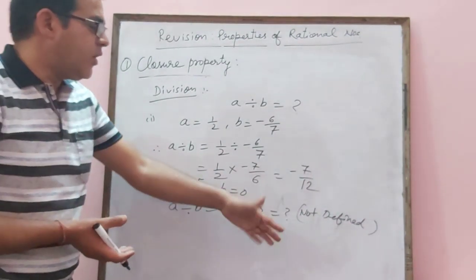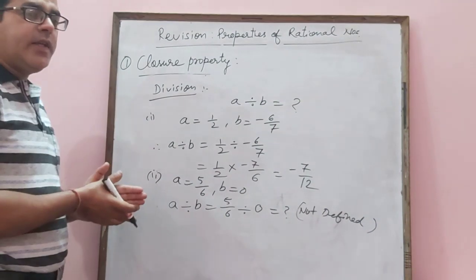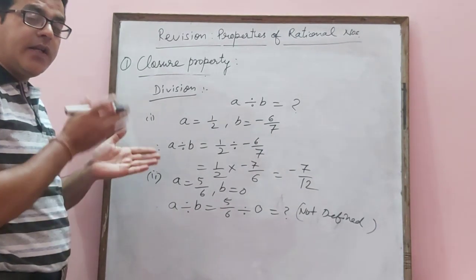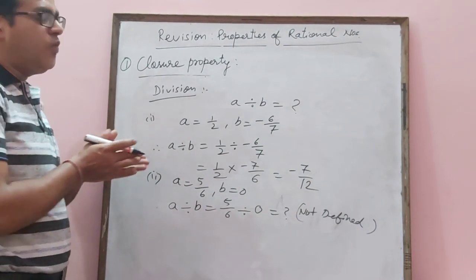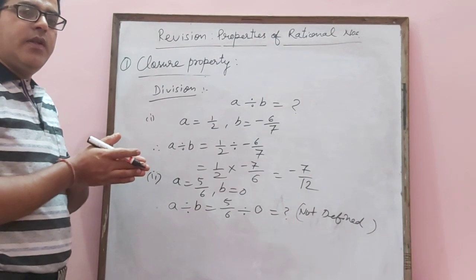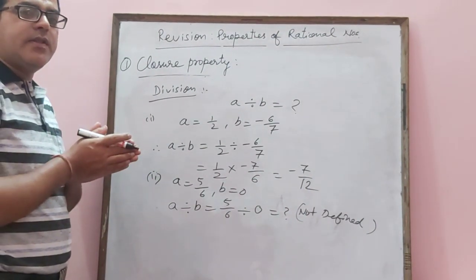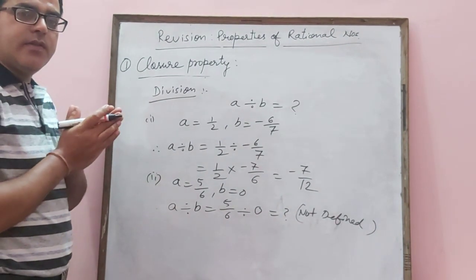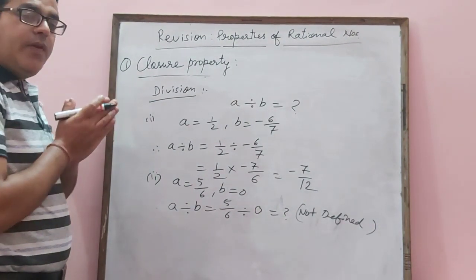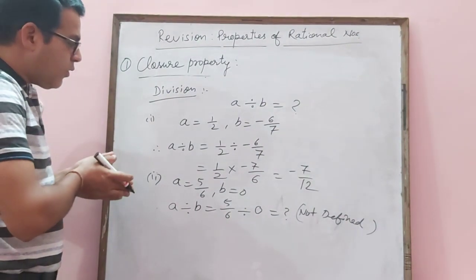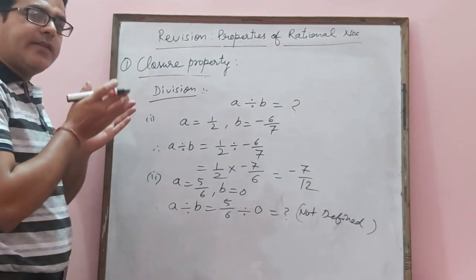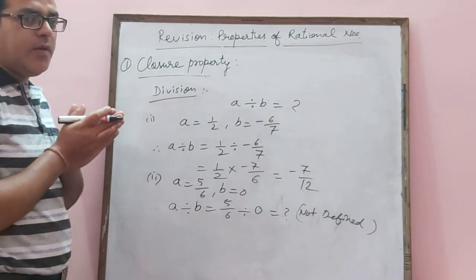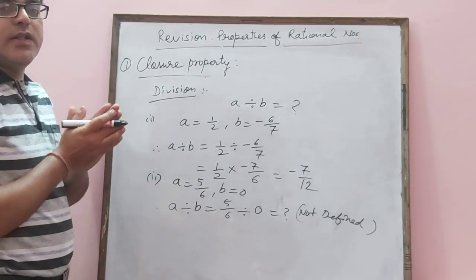It means the conclusion is we can't say that if we divide a rational number by another rational number, we get a rational number. It is true for some cases, but it is not necessarily true for each and every case. So be very, very careful, understand this concept. In general, we can say that if we divide one rational number by another rational number, we will not always get a rational number.